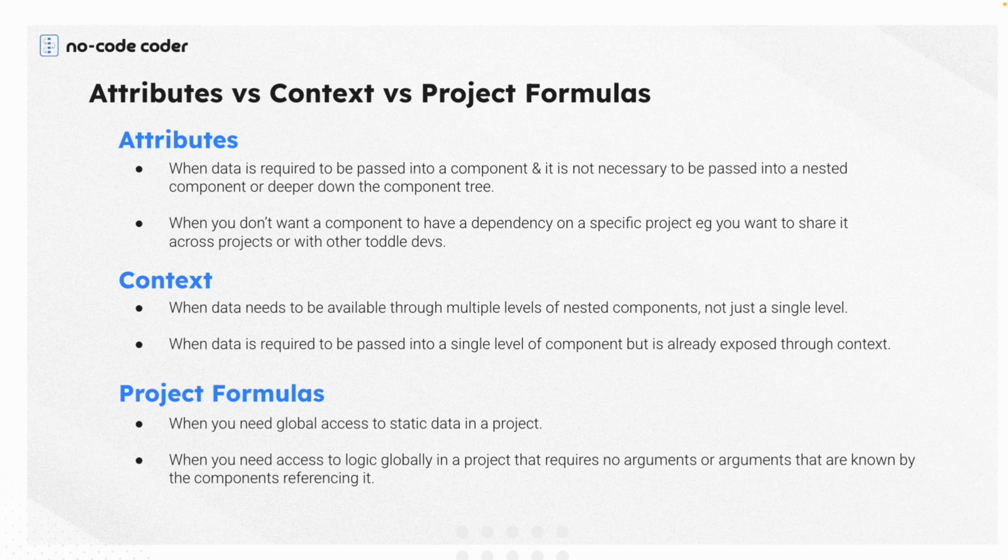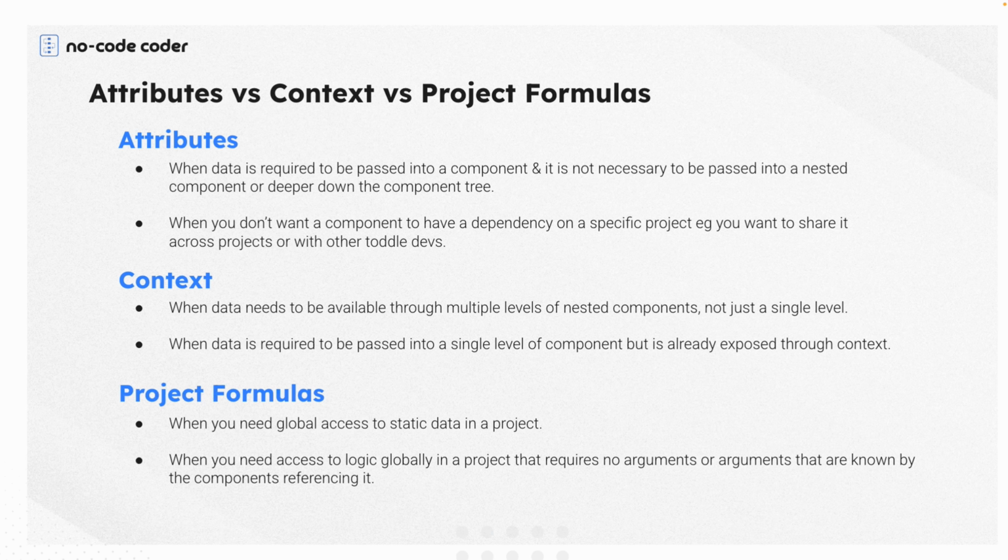The reason that you'd use those is when you need global access to static data in a project. So we've just shown that with the options array, where we've got a list of options that's never going to change at runtime. So it has to be a constant value. It can't be a variable value. It has to be static. And that's a really good scenario to use project formulas.